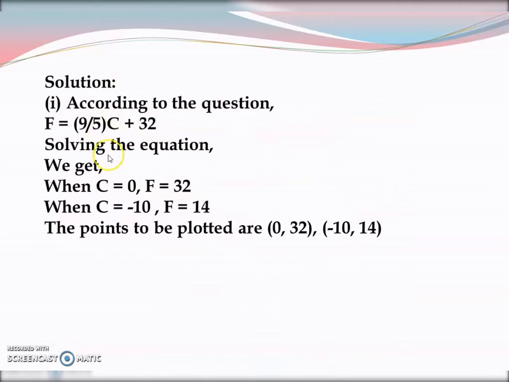So first here I have solved the equation by finding any two coordinates, that is when C is 0, what is the value of F? So F will be 32. When C is minus 10, that time F will be 14. So these are the two set of coordinates. You can plot these coordinates on the graph.